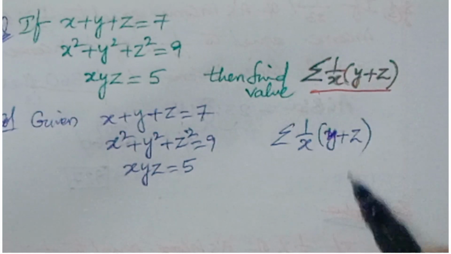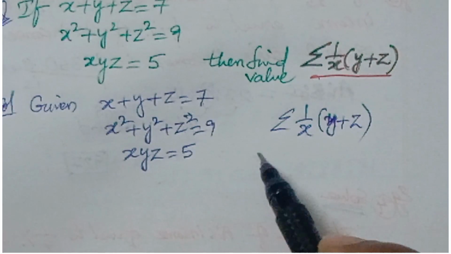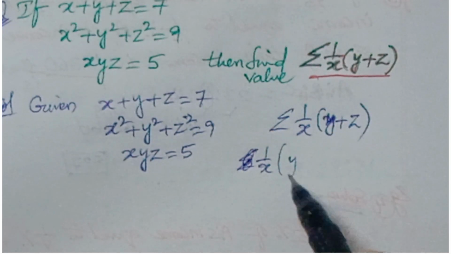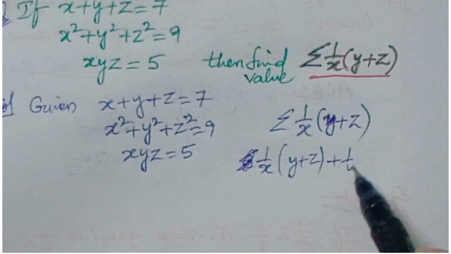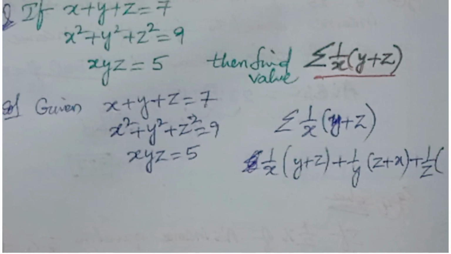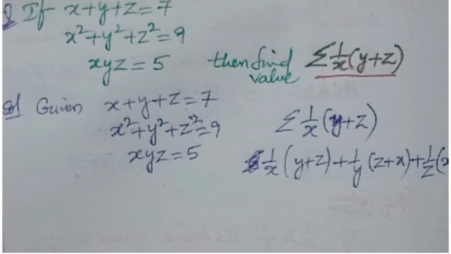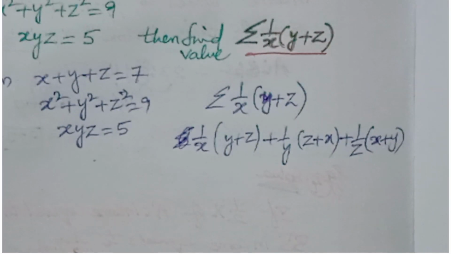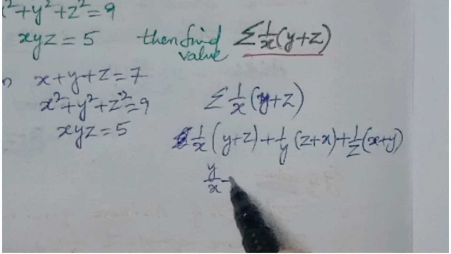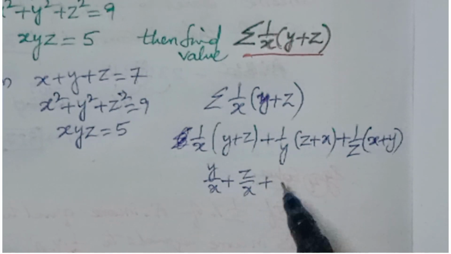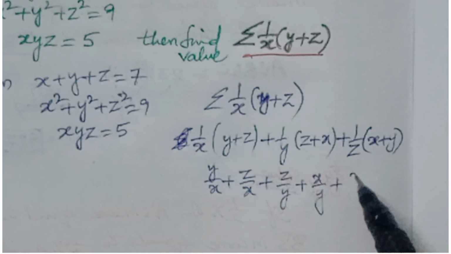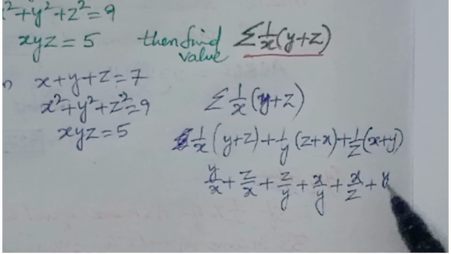First, what is sigma notation? You will get three values: 1 by x into y plus z, plus 1 by y into z plus x, plus 1 by z into x plus y. This is the value you are getting. Expanded, you will get y by x plus z by x plus z by y plus x by y plus x by z plus y by z.